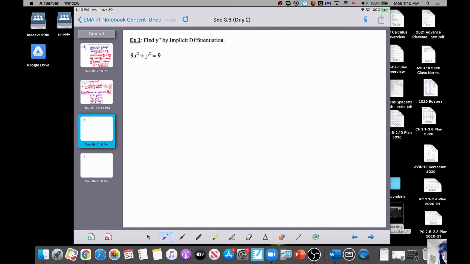Example 2 wants us to find y prime prime by implicit differentiation. So not just the first derivative, but the second derivative. But obviously, if we can find a first derivative by implicit differentiation, we can also find a second derivative. Now, we're going to make this problem a little bit more fun and a little bit more challenging. And we are going to write our answer in terms of only y.